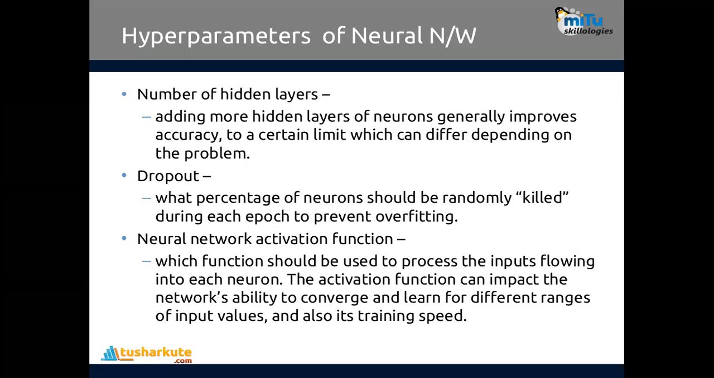The third is the neural network activation function, which determines the function used to process the input flowing into each neuron. The activation function can impact the network's ability to converge and learn from different ranges of input values, and also the training speed.